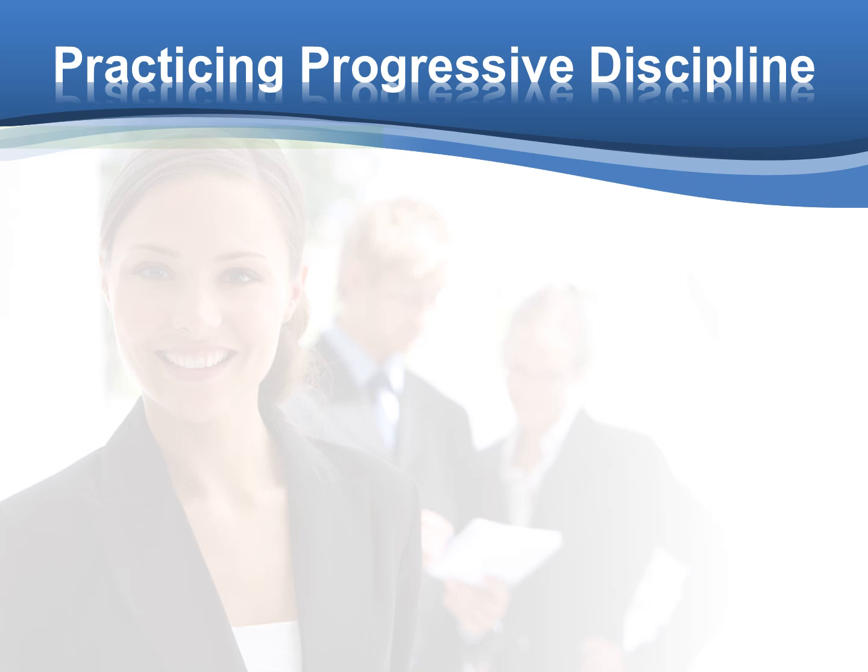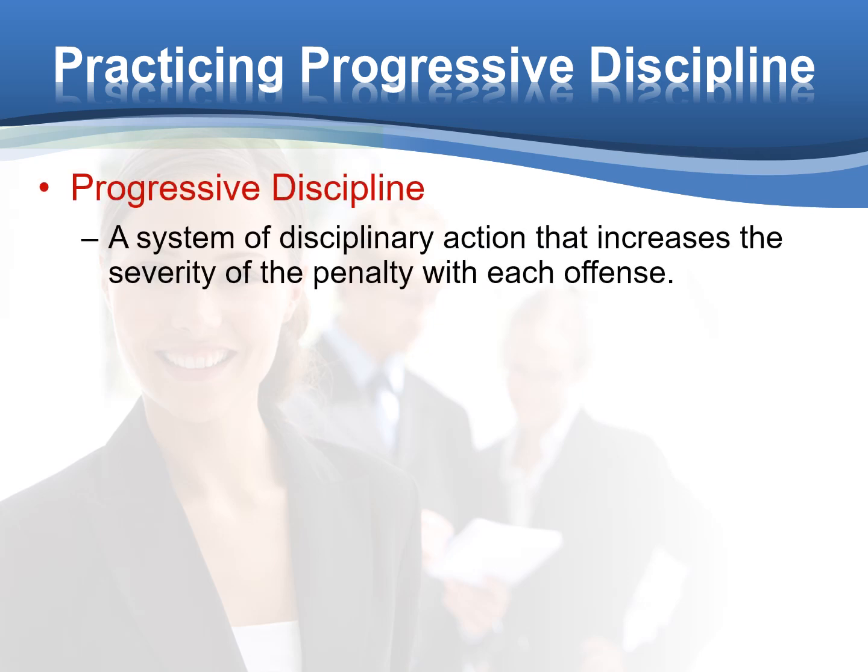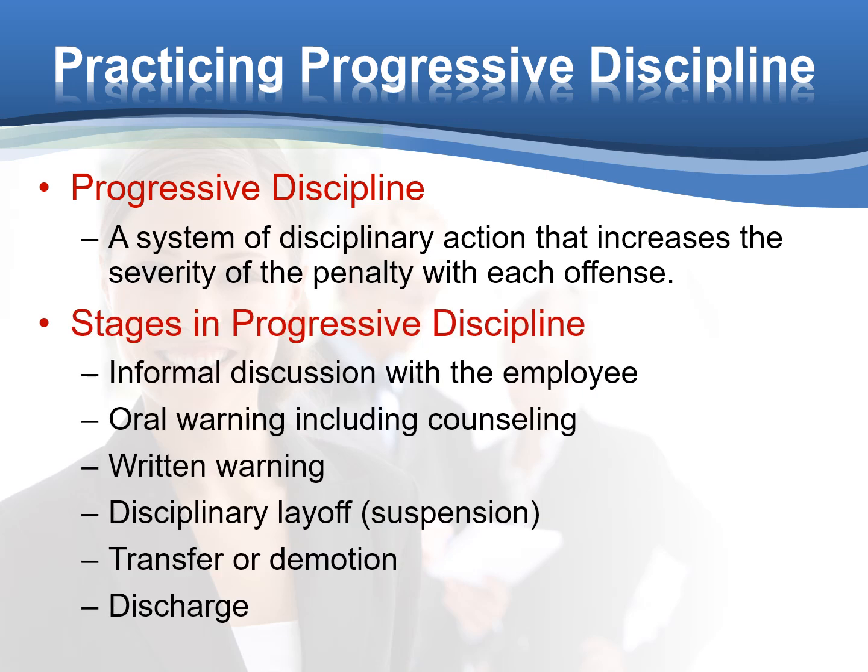Practicing progressive discipline. It's a system of disciplinary action that increases the severity of the penalty with each offense. Stages are usually an informal discussion with the employee, an oral warning, including counseling, and make sure you document. A written warning. It may lead to a disciplinary layoff or suspension without pay. It could result in a transfer or demotion, and it might even involve discharge or termination.